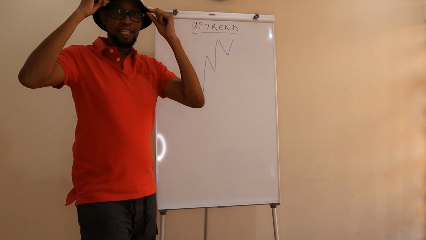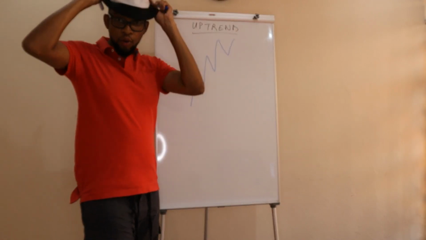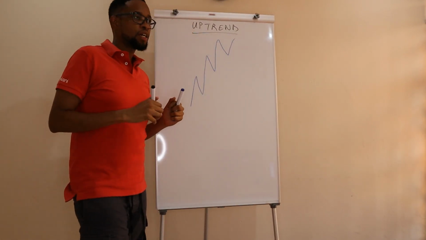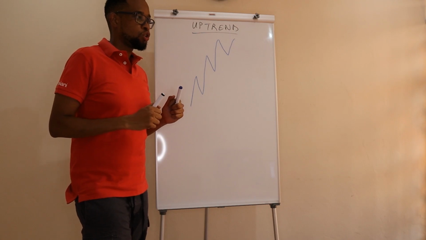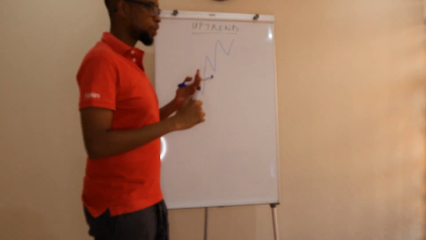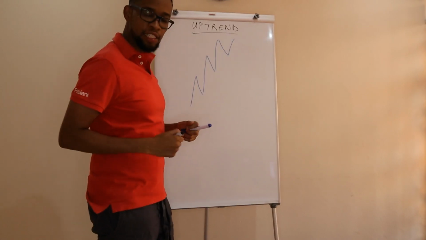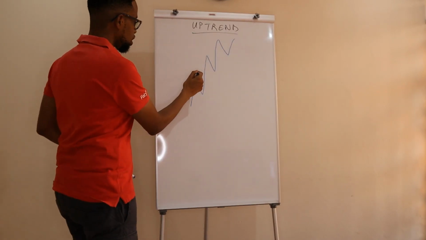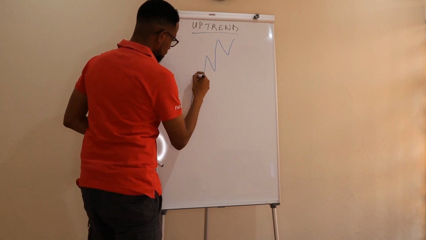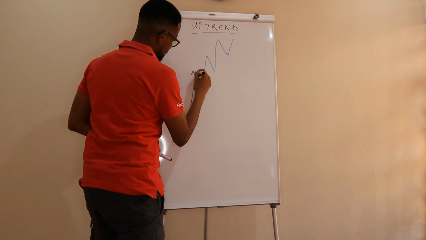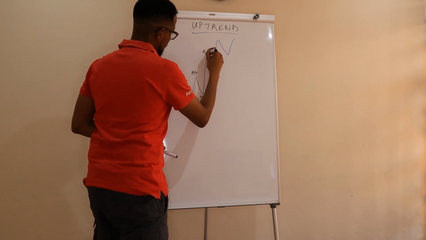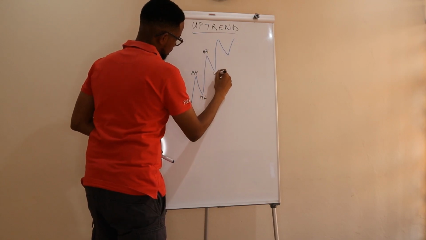You're going up the stairs, and whenever you are going up the stairs, you are stepping up. But with the market, it tends to have a little bit of correction or some sort of a pause, which is what we have here. So this will be your higher high, and this will be your higher low, higher high, higher low.